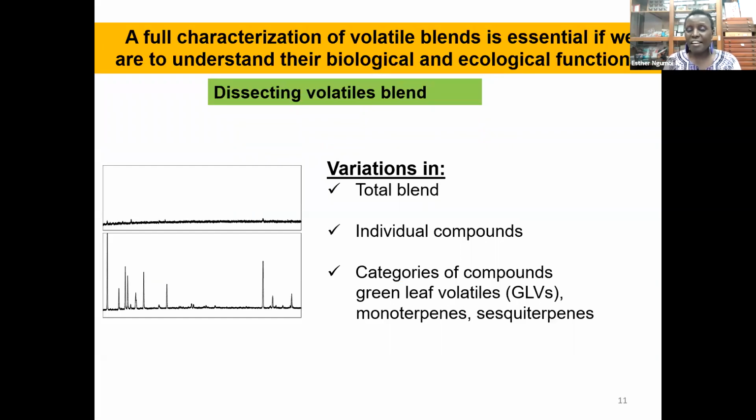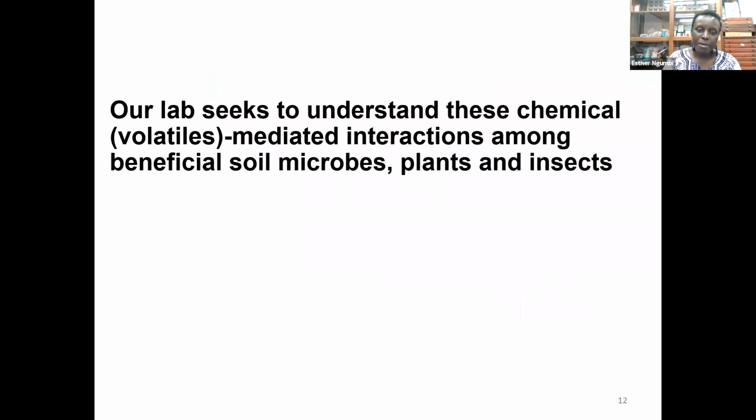And so because it's all about the volatiles, the volatile world, it's important that we understand both the variations in the total blend, the individual compounds, as well as the categories of the different compounds, whether it's green leaf volatiles, the monoterpenes, the sesquiterpenes. And so it's important for us to dissect this volatile blend so that we can understand the biological and ecological functions of this chemistry. So my lab here at the University of Illinois seeks to understand the signals that mediate these interactions among beneficial soil microbes, plants, and insects.